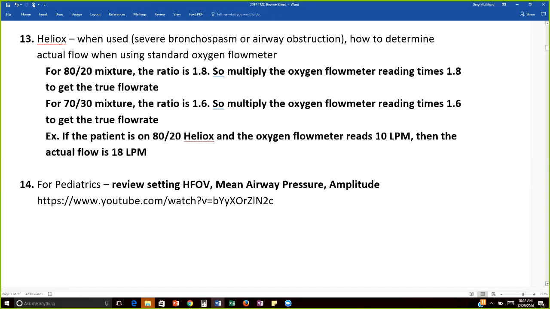If the mixture is 70-30, the ratio is 1.6. And I provided an example here: if the patient's on 80-20, flow meter at 10, then the actual flow is 18. You might be asked to calculate this. I don't know what question you might get. You might be asked to calculate it, or maybe just to state what the ratio is, something like it.